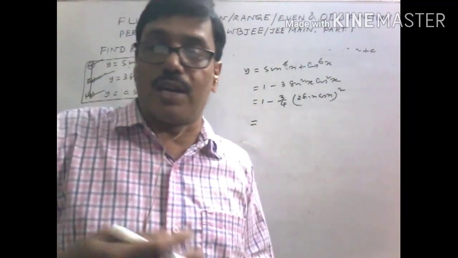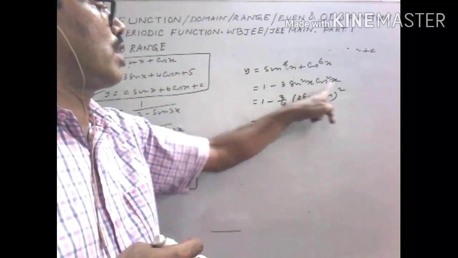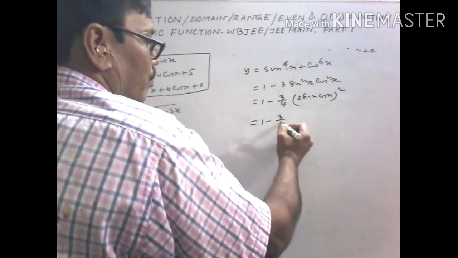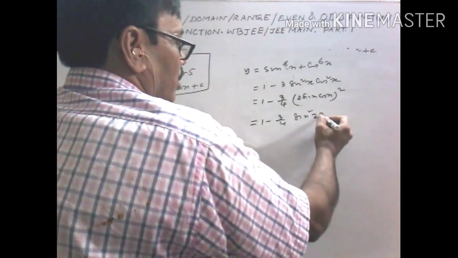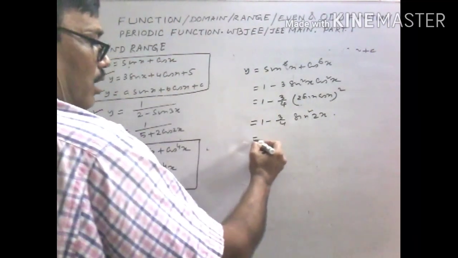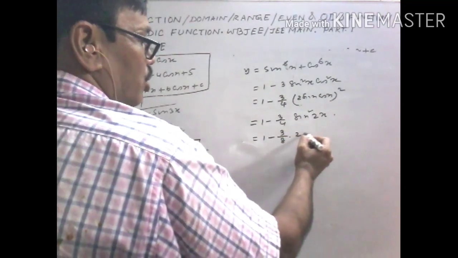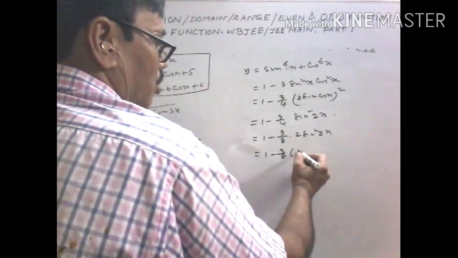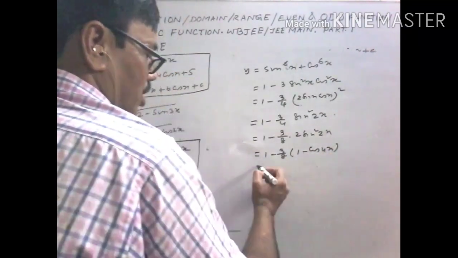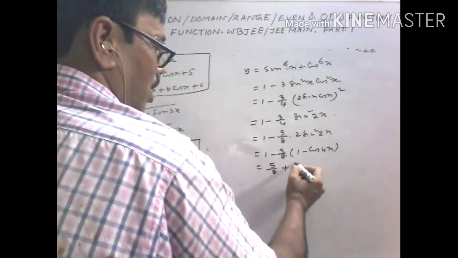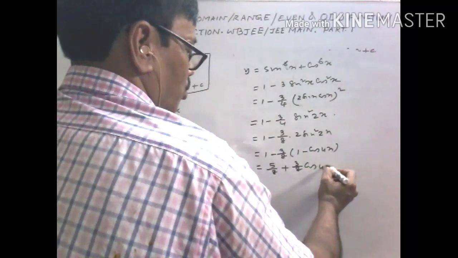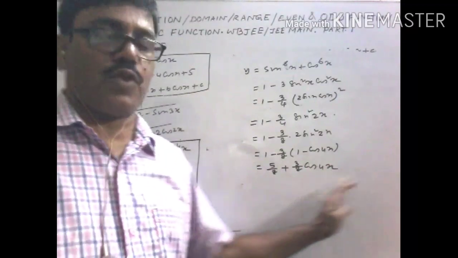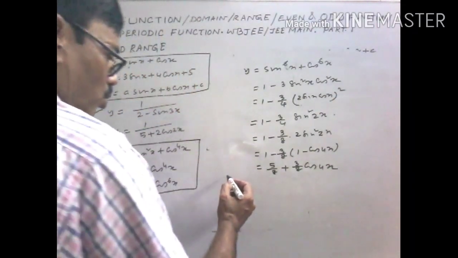Our main aim is to express it in terms of multiple angle. So 2 sin x whole square gives 4 sin square x, that is why 4 is balanced. Now it is sin square x, which is not of multiple angle. So 1 minus 3 by 4 times, 1 minus cos 4x by 2, that is 1 minus 3 by 8, 1 minus cos 4x. So 5 by 8 plus 3 by 8 cos 4x. So this is our main aim, to express it in terms of multiple angle.